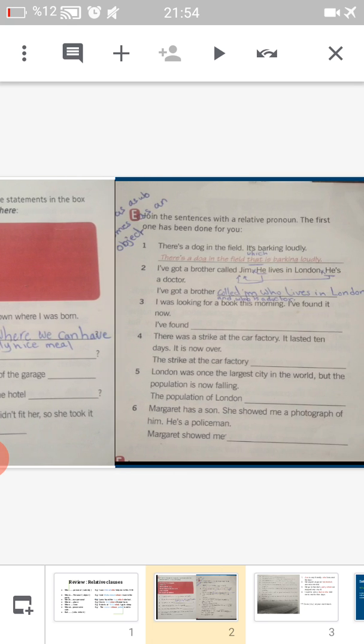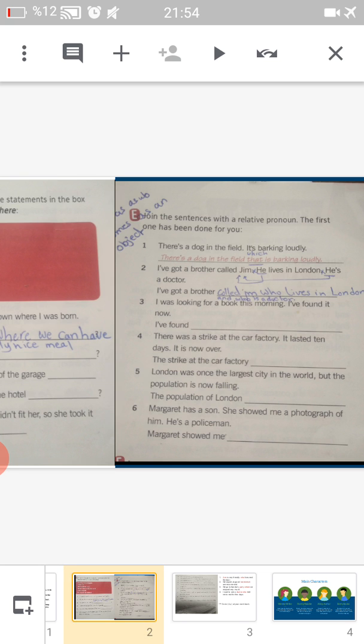Thank you. Now, go to exercise E. Join the sentences with the relative pronoun. The first one has been done for you. There is a dog in the field. It's barking loudly. Now, it refers to a dog. Dog is a non-personal thing. What will we use? We will drop it and the full stop and replace it by that or which. The sentence will become: there is a dog in the field that or which is barking loudly.